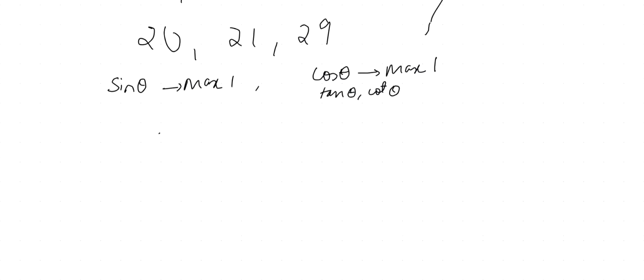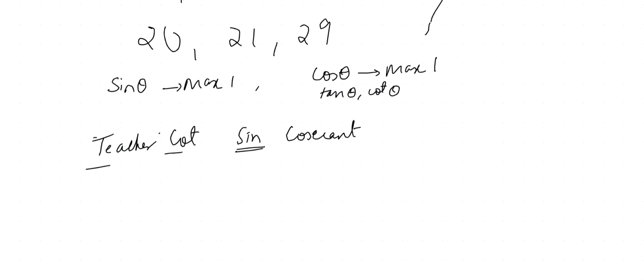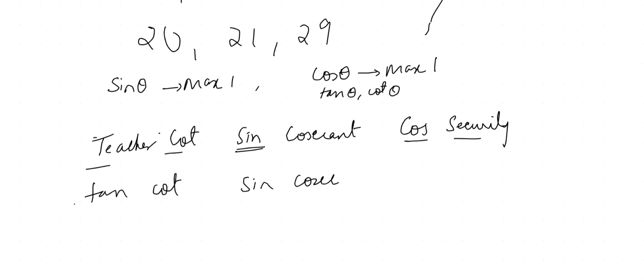So you have, I told you, teacher: tan, cot, teacher is for tan, sine, cosec. I'm just writing the abbreviations. It's just an acronym to remember. Tan goes with cot, reciprocal; sine goes with cosec; and your cos and secant are reciprocal relationships.